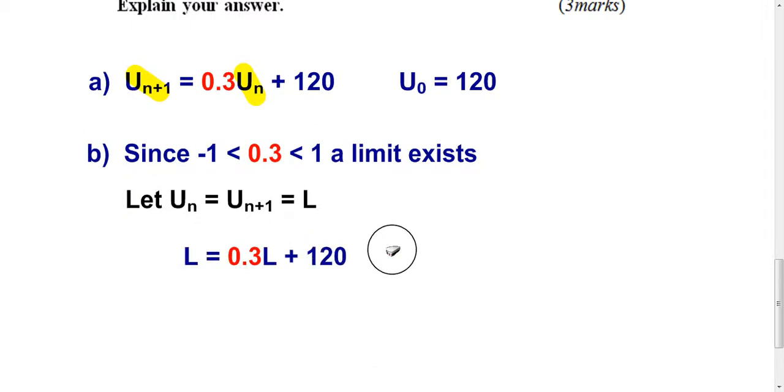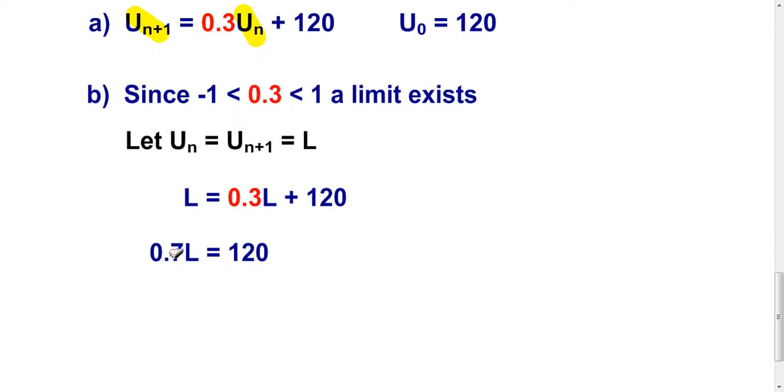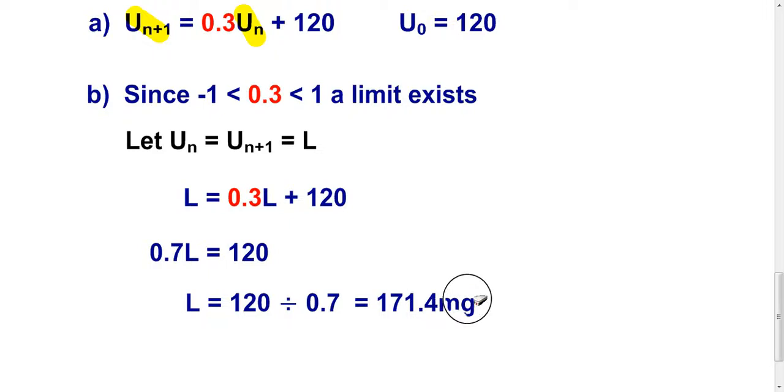That's going to look like this, and now we just have an equation with L, and we need to try and sort it out and solve it. So firstly here, take away 0.3 from both sides, so that's 1L, take away 0.3, it's going to give you 0.7L, and that comes to 120. Then divide through by 0.7, so 120 divided by 0.7, and that gives us 171.4 milligrams.